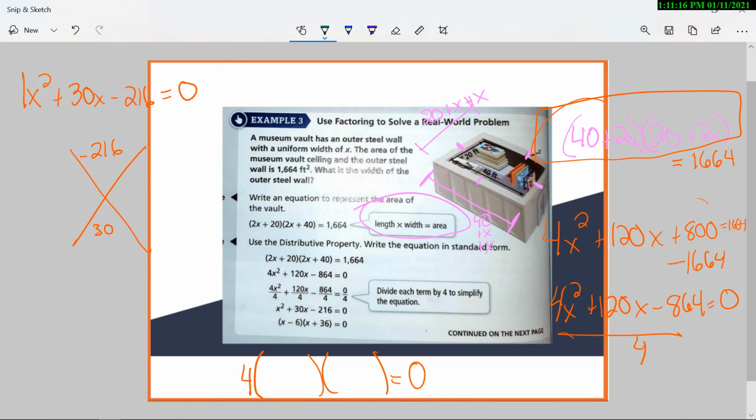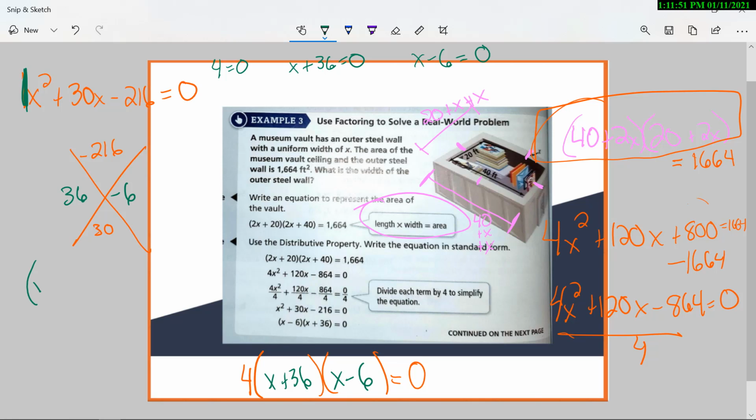If we're looking for two numbers that multiply to negative 216 and add up to 30, that would be positive 36 and negative 6. And because our coefficient of x squared is 1, we can skip right to x plus 36 and x minus 6. So now it's all factored. So we set all the factors equal to 0: 4 equals 0, x plus 36 equals 0, and x minus 6 equals 0.